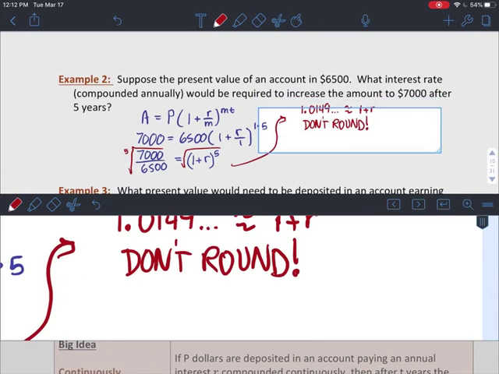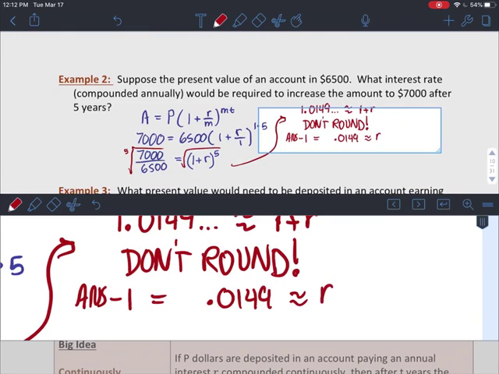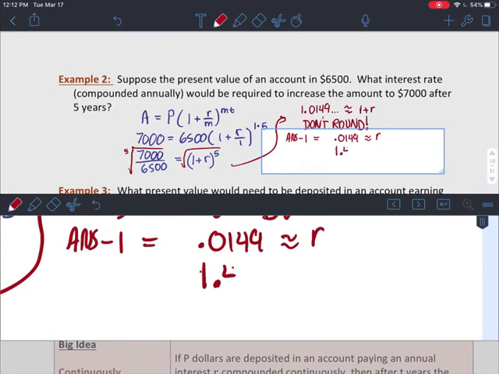So use your answer key. Take your result, and since that's 1 plus r, we're going to subtract 1 from it, which gives you 0.0149. And your interest rate then, we usually go to 2 percentage points on our interest rate, would be 1.49%.